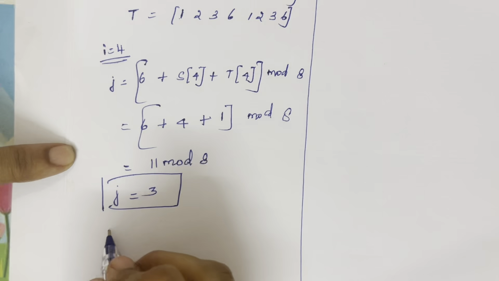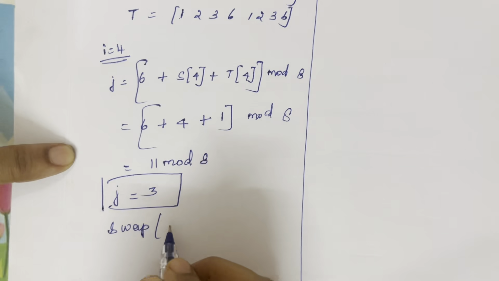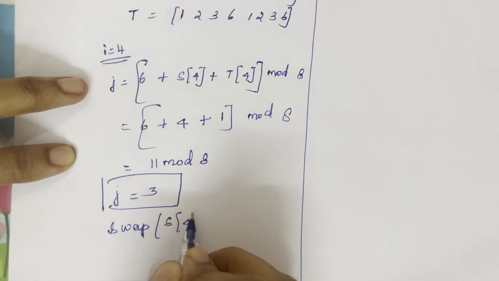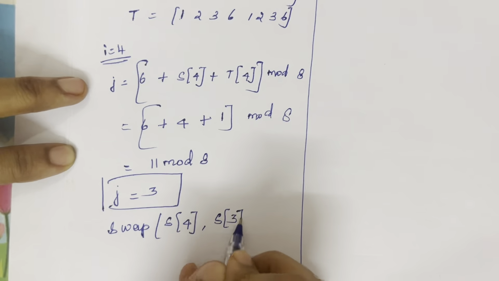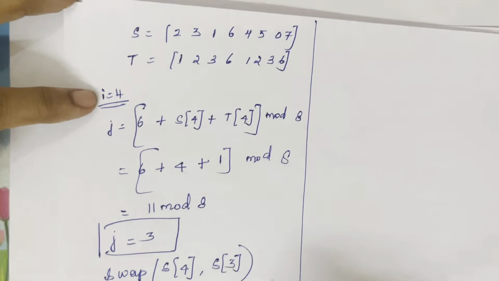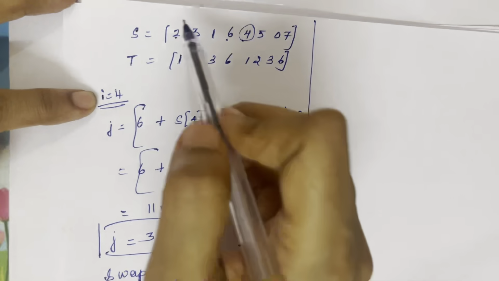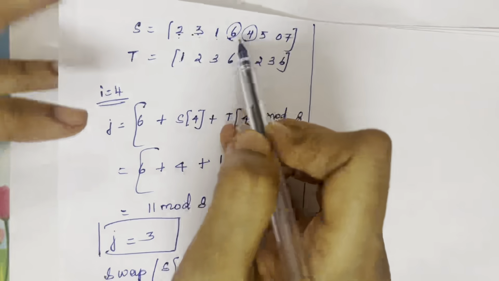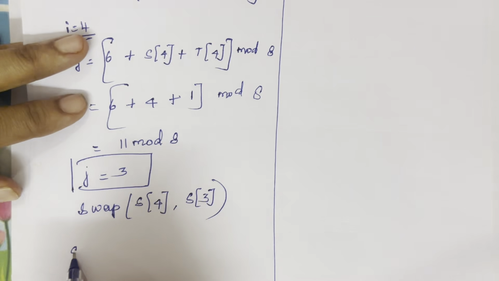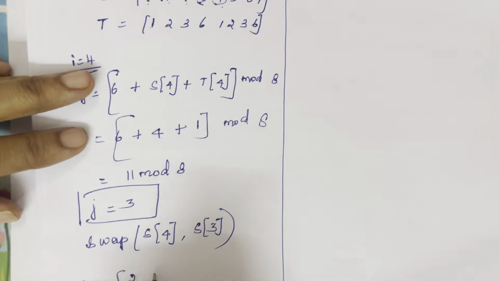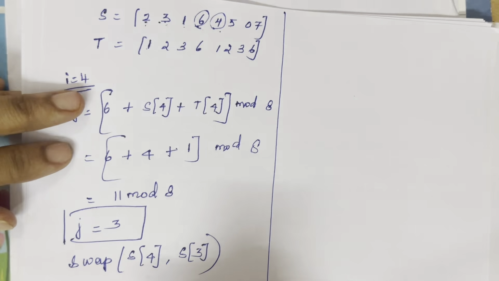Okay, when j is equal to 3, the next step is swap s of i comma s of j. That means s of 4 comma s of 3. So you have to swap between these two values. You will get s equal to 2, 3, 1, 4, 6, 5, 0, 7. This is the s value you will get after iteration 4.